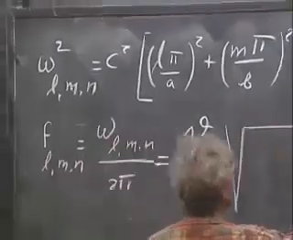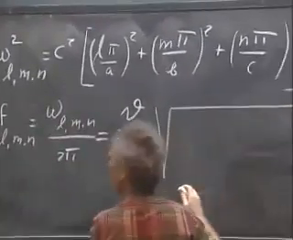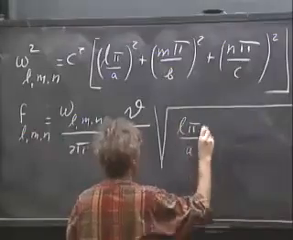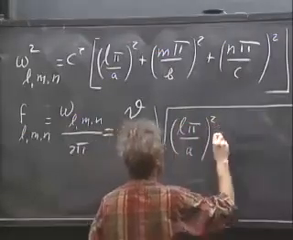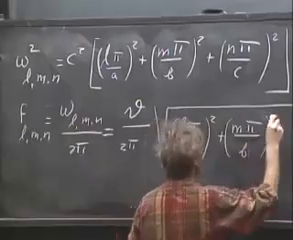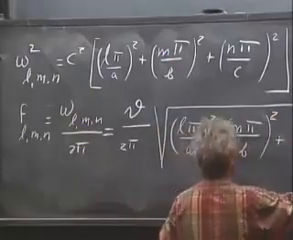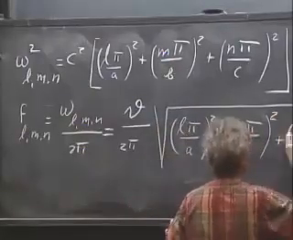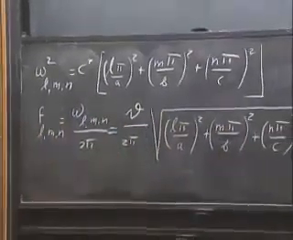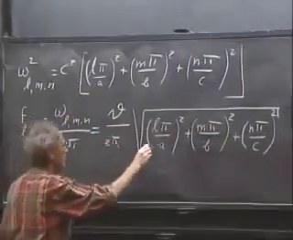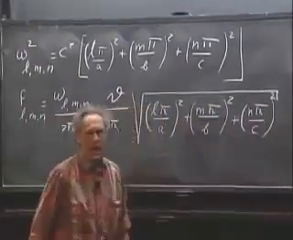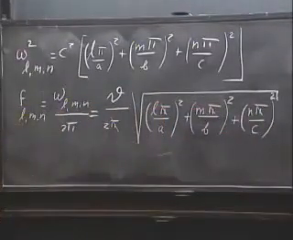And then I get here the square root of l pi over a squared plus m pi over b squared plus n pi over c squared. And notice that you lose your pi. So this pi here eats up this pi, eats up this pi, eats up that pi. And this is now in hertz.